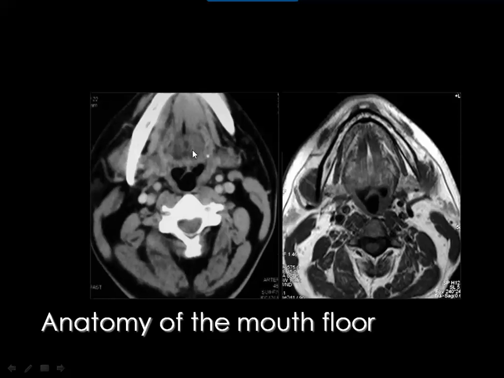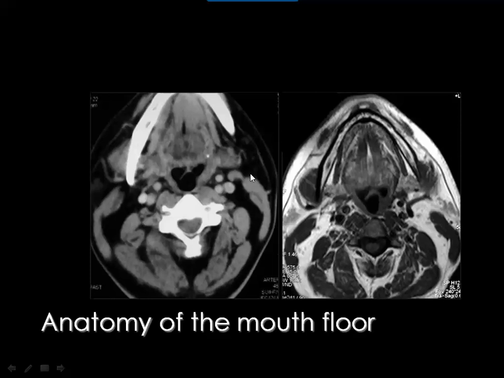The GG, genioglossus muscle, on both sides. Then the MH, which is the mylohyoid muscle, and this is the oral cavity, where you can see the tip of the epiglottis. I hope you remember this. And this is the glossoepiglottic fold, which divides the pre-epiglottic space into the two valleculae, as I have mentioned before in the lecture of the larynx.